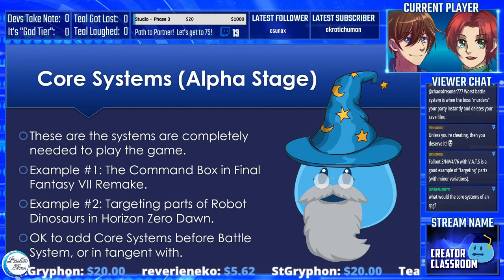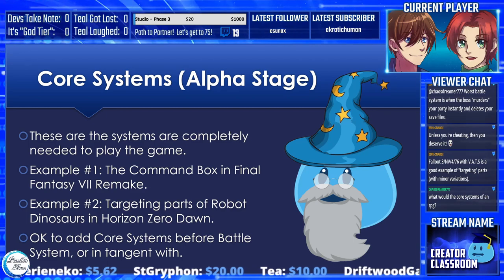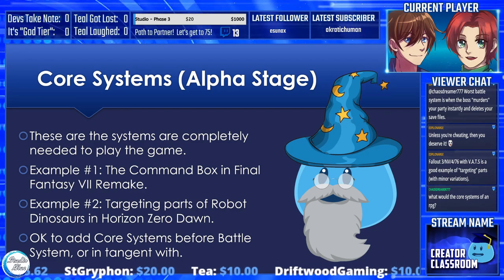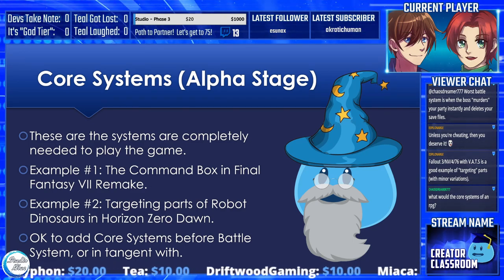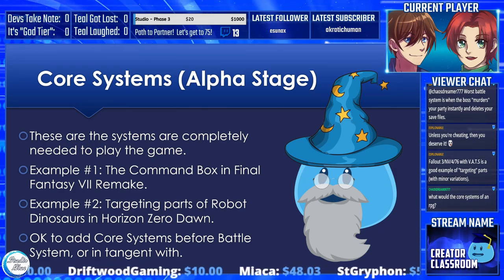So a core system isn't always going to be a battle system. A core system isn't always going to be something that would be a core system in another game. The core system is simply, without that system, your game wouldn't be your game. All right, let's move on.